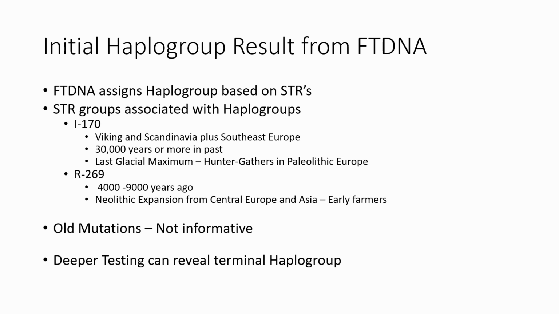So the I haplogroup is associated with a group of hunter-gatherers who lived in Europe in the glacial maximum, whereas the R haplogroup is associated with early farmers who moved from Central Europe and Asia into Europe about 4,000 years ago. These are both very old mutations and not useful at all for genealogy. In order to get more useful information, it's necessary to do deeper testing to reveal a terminal haplogroup.